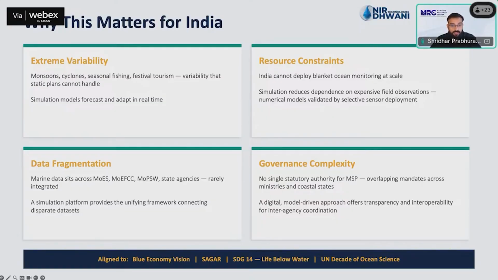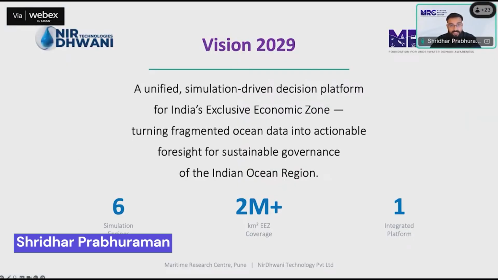And the fourth is governance complexity. Today, there is no single marine spatial planning authority that exists for India. Tomorrow, when we look at policies, and at the international exposure for India as well as other countries, we want a platform they can rely on to derive these policies. We have built this MSP platform to be exactly for that purpose. So that's what we are envisioning by 2029, that we'll have a unified simulation-driven platform. More than 50% of this is already ready, which we are launching soon.